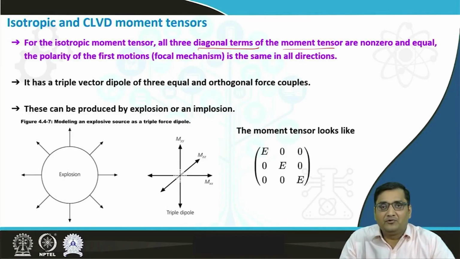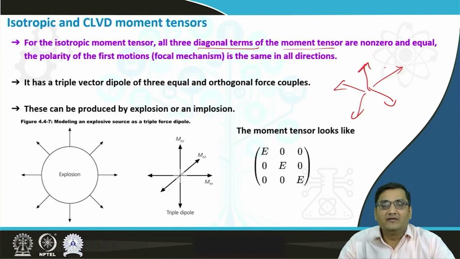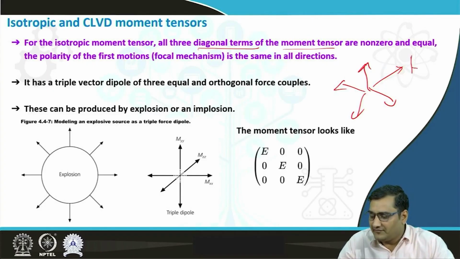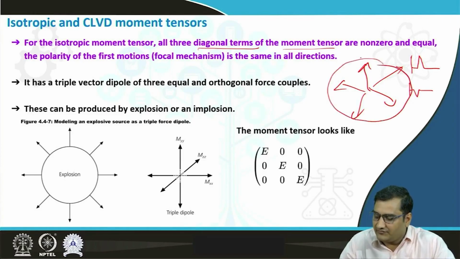That means the polarity of the first motion will be the same in all directions. So in all the directions the polarity will remain the same. If you remember, we talked about the compressional zone and the dilatation zone. In the compressional zone we had the first motion as a positive amplitude, and in the dilatation condition the first motion as a negative amplitude. So in the case of an isotropic source, the first motion will remain the same in all directions. Either it will be negative or it will be positive.